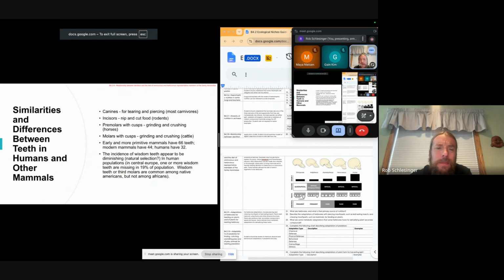But this last bullet does refer to wisdom teeth, and it said 20% of the human population doesn't have them at all. And so that's starting to become what we call a vestigial structure. So when you think vestigial structure, you might think of like your tailbone, right? It's evidence of a structure that once existed that no longer is used. So your wisdom teeth are also considered vestigial structures.